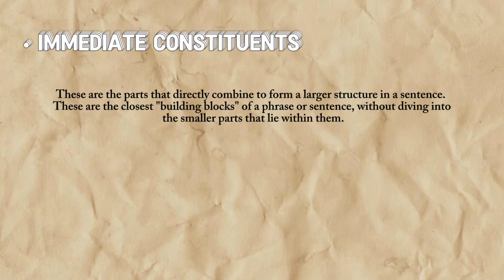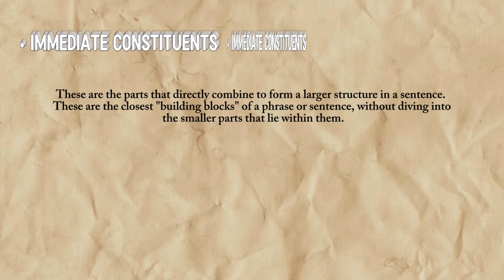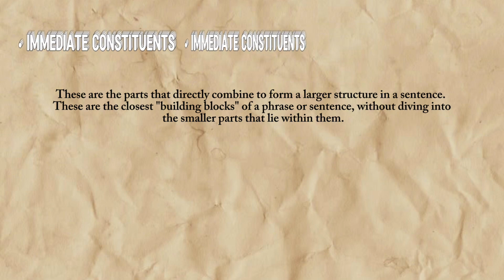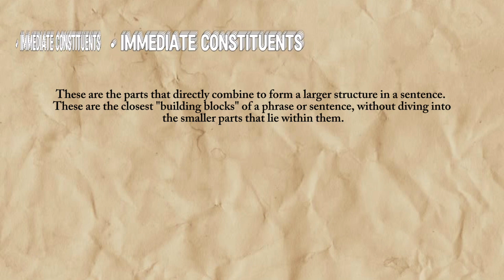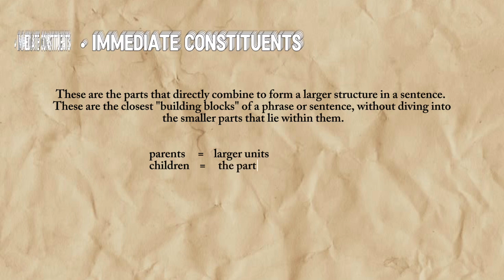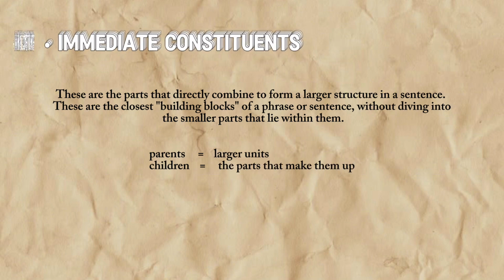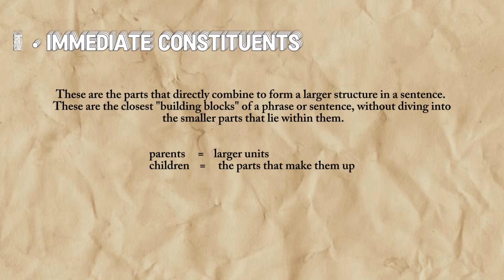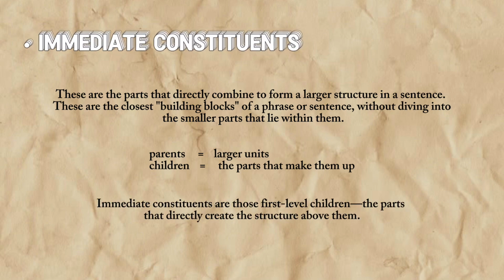Immediate constituents. When we talk about immediate constituents, we're referring to the parts that directly combine to form a larger structure in a sentence. These are the closest building blocks of a phrase or sentence, without diving into the smaller parts that lie within them. To better understand this, think of a sentence structure like a family tree. Each sentence or phrase has parents, or the larger units, and children, the parts that make them up. Immediate constituents are those first-level children, the parts that directly create the structure above them.